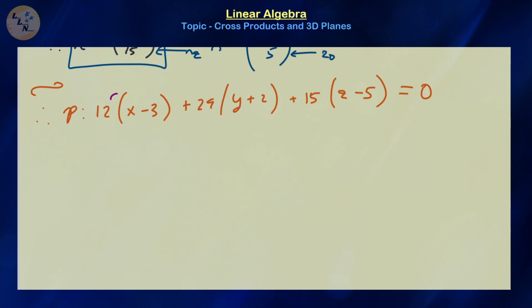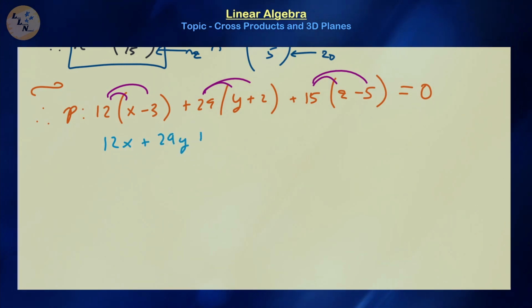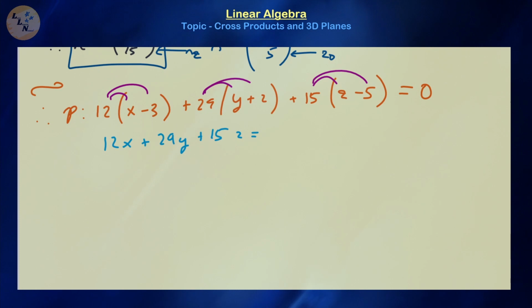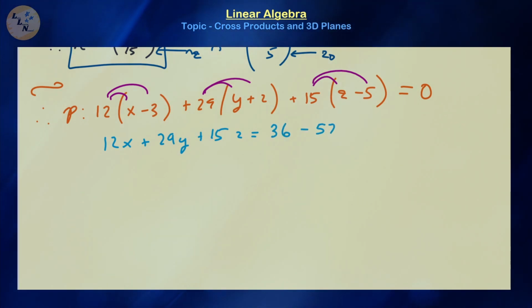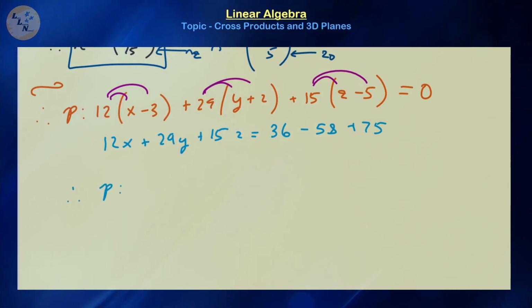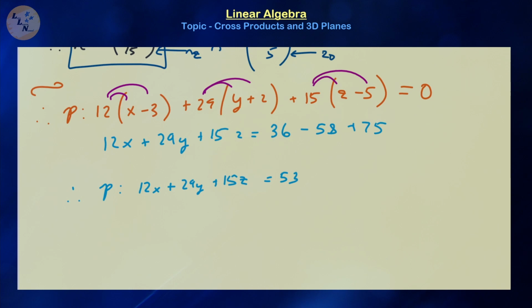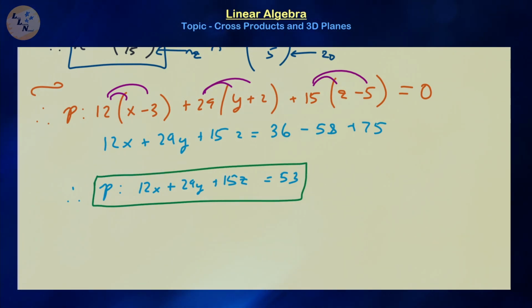So let's distribute and then isolate our constant to the right-hand side. That's going to give us 12x plus 29y plus 15z is equal to positive 36 minus 58 plus 75. That means the equation of our plane is given by 12x plus 29y plus 15z is equal to 53. You should be able to verify that if you plug all those 3 points in, they will satisfy this particular equation. Therefore, this is the equation of the plane in which those 3 points lie.